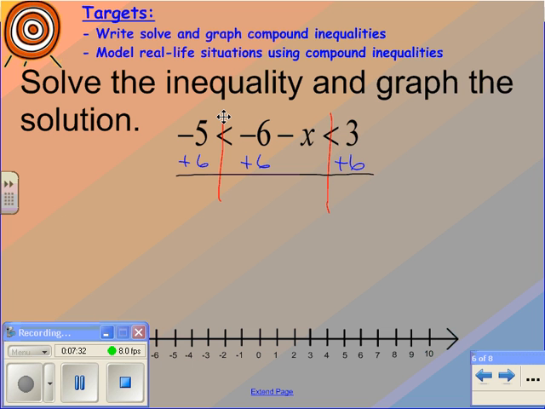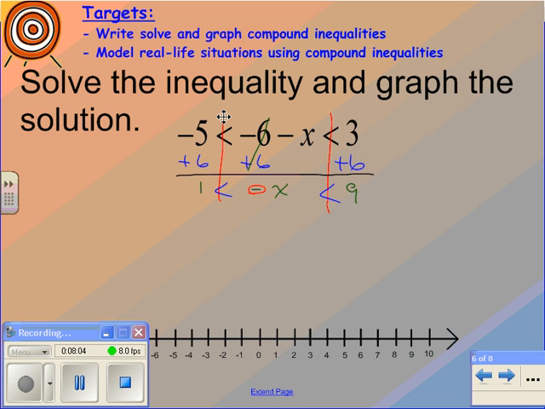that's going to give me negative 5 plus 6 is 1. Our 6's are going to cancel out here, leave me with a negative x. And then 3 plus 6 is 9. Now what I can't forget to do is bring down my inequality symbols of less than and less than. And I still don't have x by itself because of this little negative sign here.